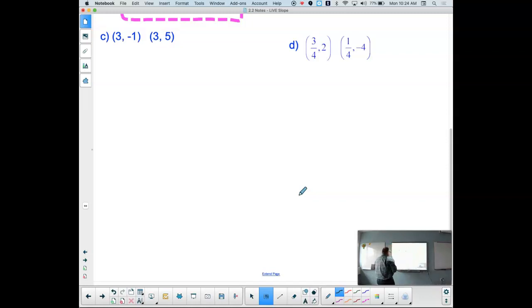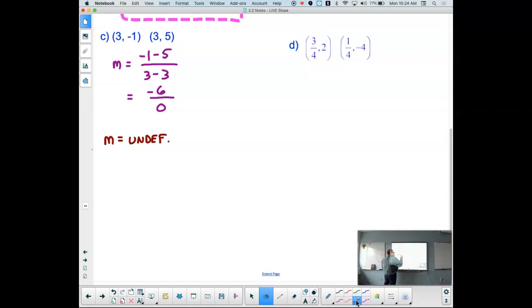Okay. So in this first one, negative 1 minus 5 all over 3 minus 3. So that's going to be negative 6 over 0. Anytime we divide by 0, that's naughtiness. That doesn't work out. It's not possible. So the slope here is undefined, which means then that this is vertical.